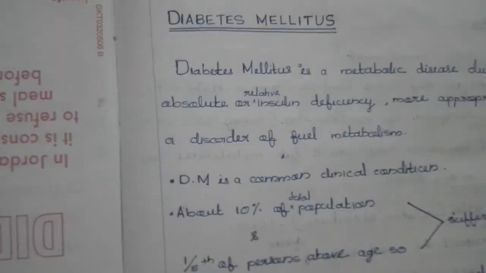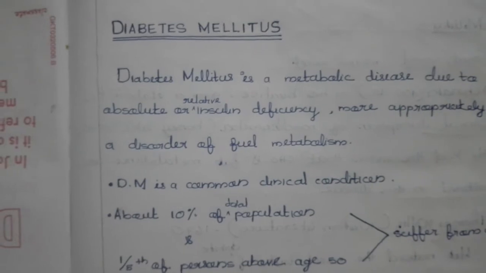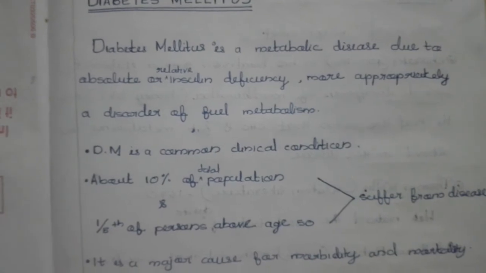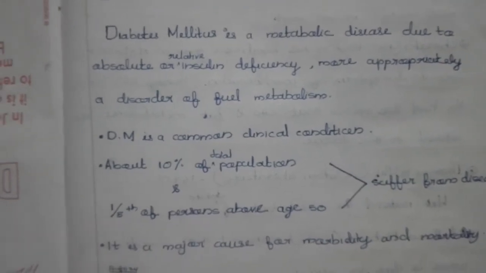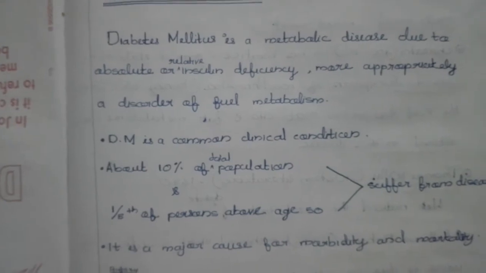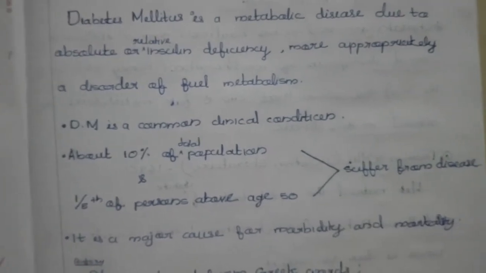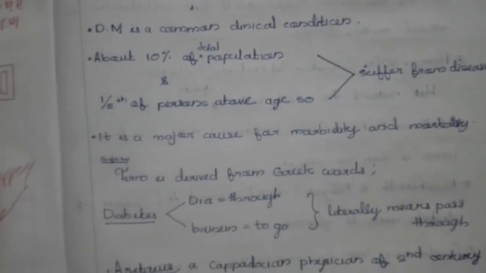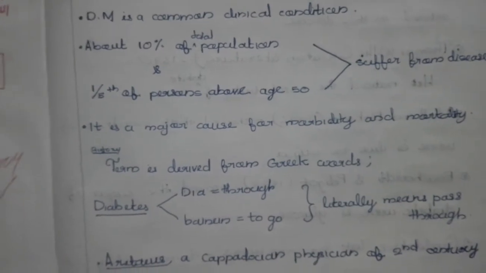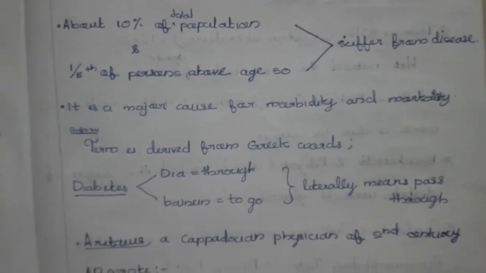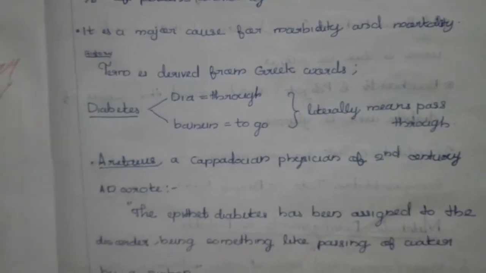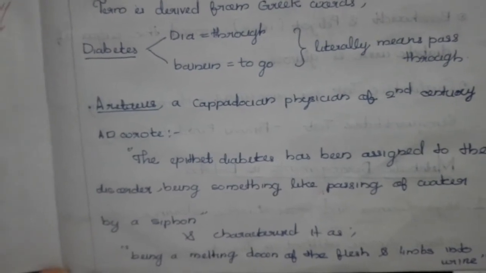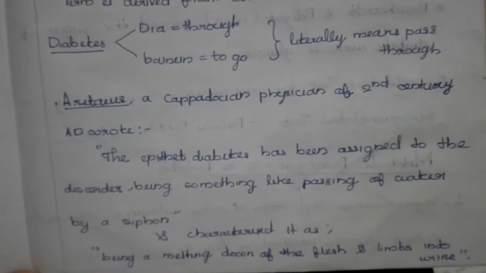Our first R part is over. About the second R: diabetes mellitus is a metabolic disease due to absolute or relative insulin deficiency. More appropriately, it is a disorder of fuel metabolism. It's a common clinical condition. About 10% of the total population and one fifth of persons above age 50 are suffering from this disease. It's a major cause for morbidity and mortality, and it's derived from the Greek words dia and benin, through, to go, literally meaning pass through. Aretaeus, a Cappadocian physician of the 2nd century, wrote that the epithet diabetes has been assigned to the disorder as something like passing of water by a siphon, and characterized it as melting down of the flesh and limbs into urine.